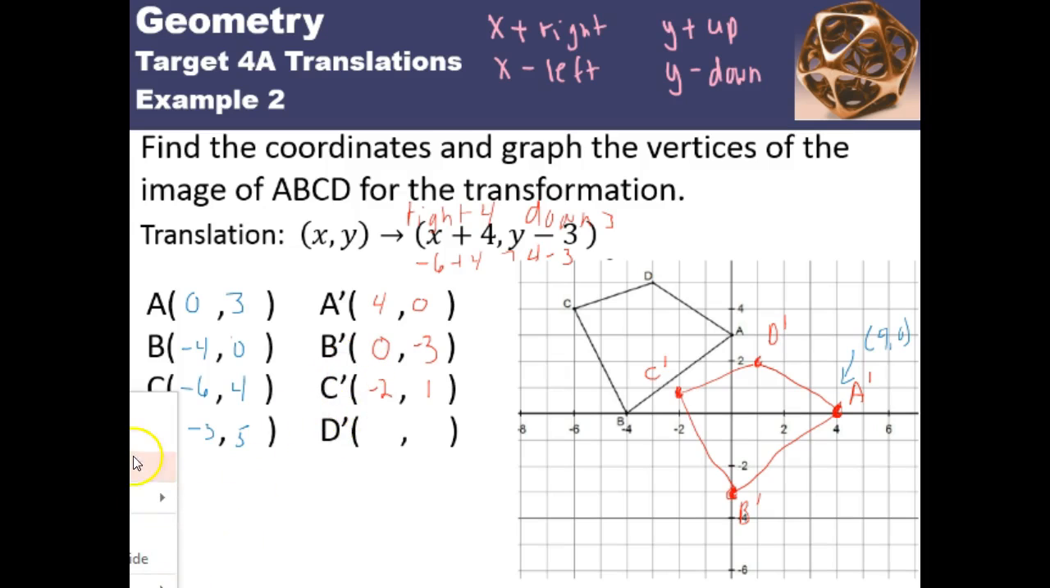And then one more time with the eraser. And this time I'm going to plug in negative 3 for x, and 5 for y. So I'm going to replace the x with negative 3 and the y with 5. So I have negative 3 plus 4, which is 1, and 5 minus 3, which is 2. So D prime is the point 1, 2. Okay, and certainly it is. D prime is 1, 2.